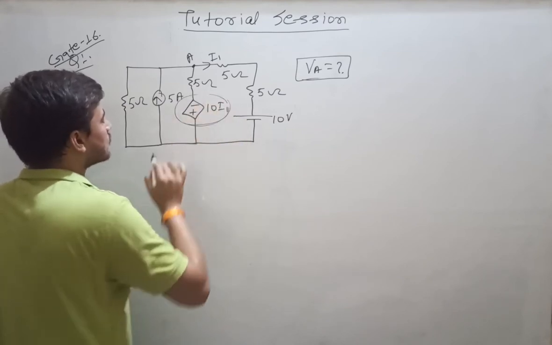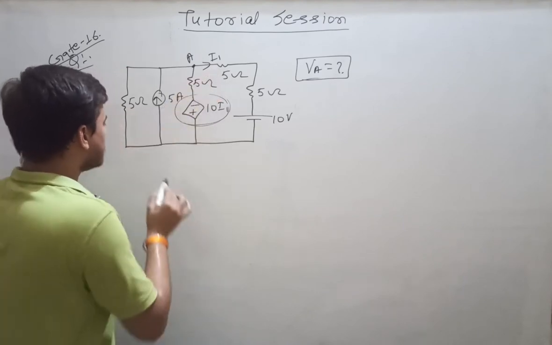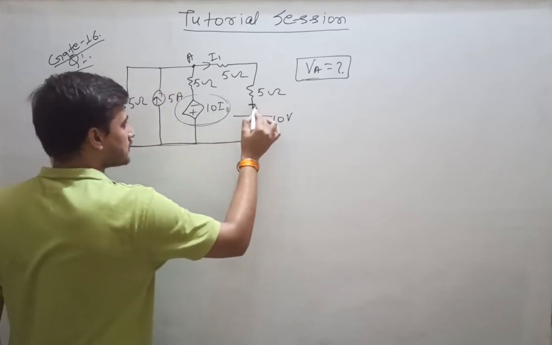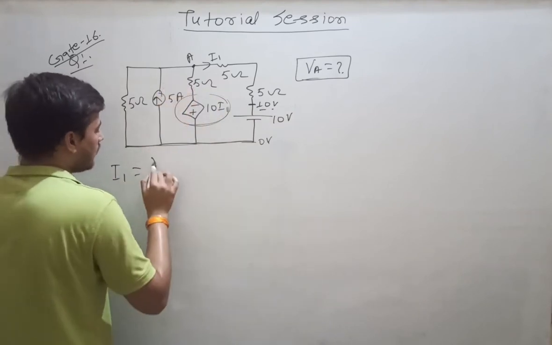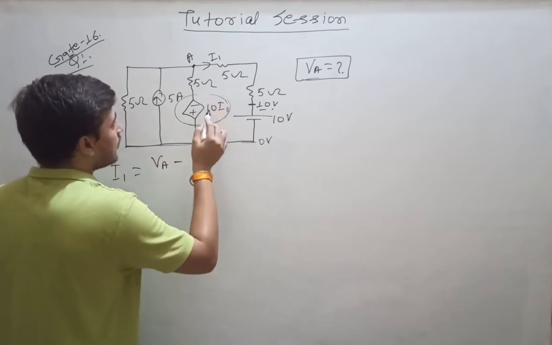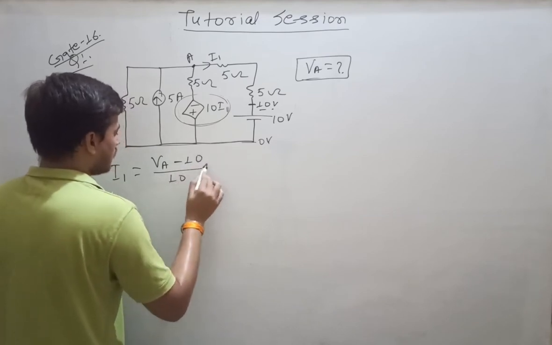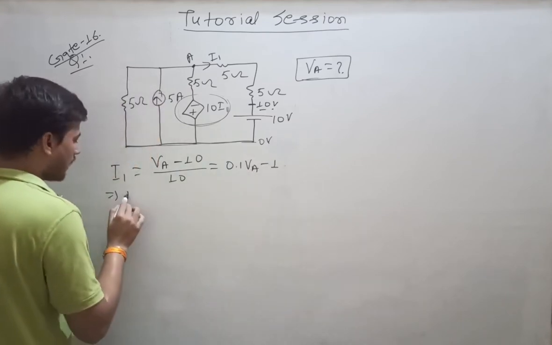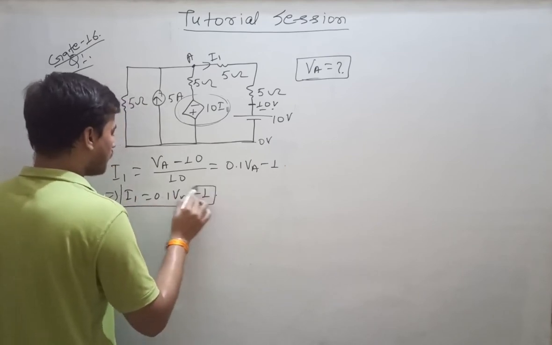This is dependent source. Now its value is dependent on this current. This potential is 0 volt. If this potential is 0 volt and potential of this point is 10 volt, so we will write I1 will be equal to VA minus 10 divided by 10. That means 0.1 VA minus 1. So from here I1 is equal to 0.1 VA minus 1. We got the value of I1.